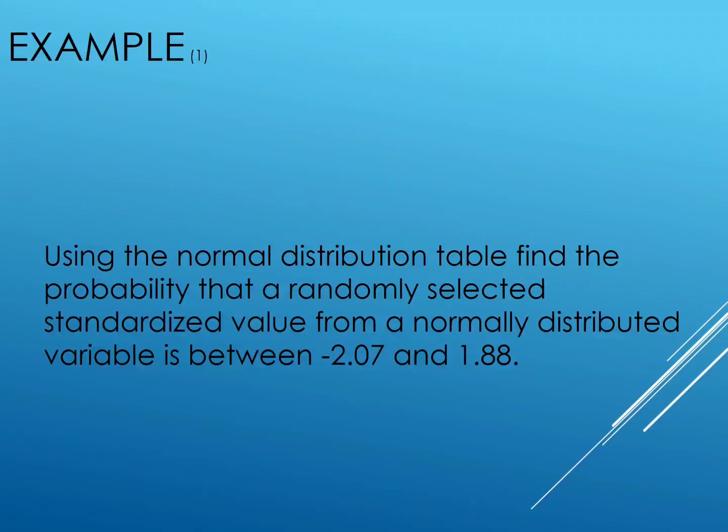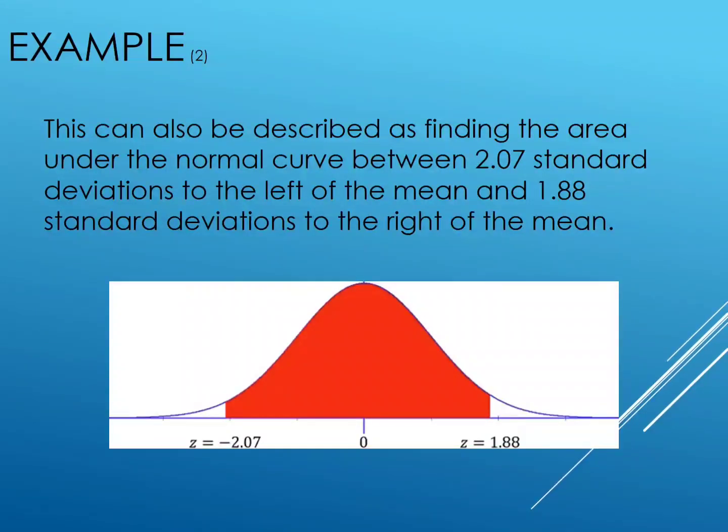Alright, now what if we have an example between two different z-scores? So now I'm not talking about the middle or the mean, I'm talking about two different z-scores. So using the normal distribution table, find the probability that a randomly selected standardized value from the normally distributed variable is between negative 2.07 and 1.88. So I am looking at this area, the shaded area in red, between negative 2.07 and 1.88. This one's a little trickier because we're talking in between two.